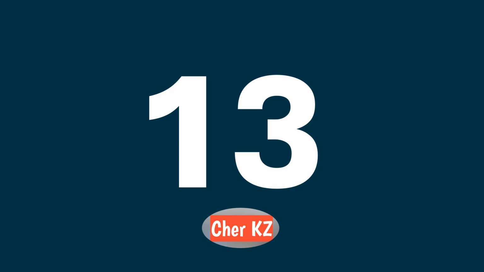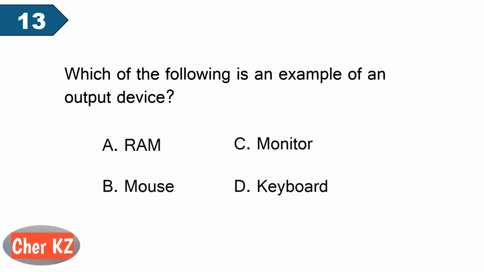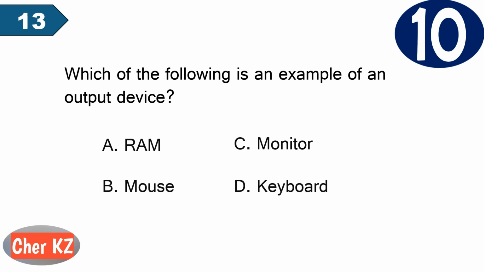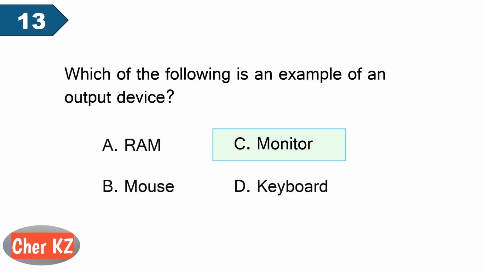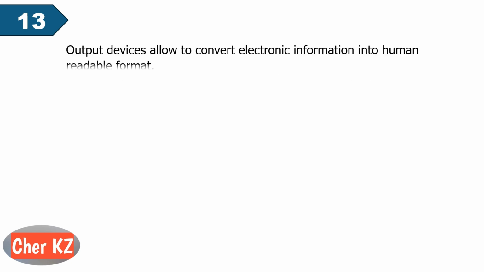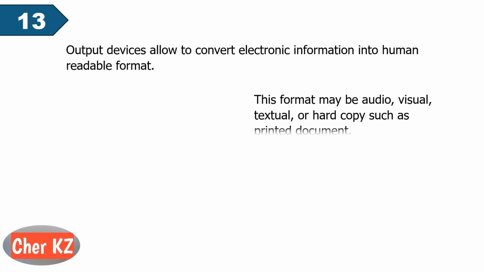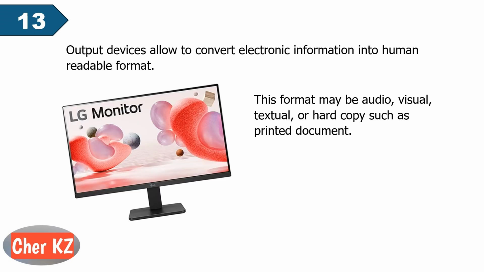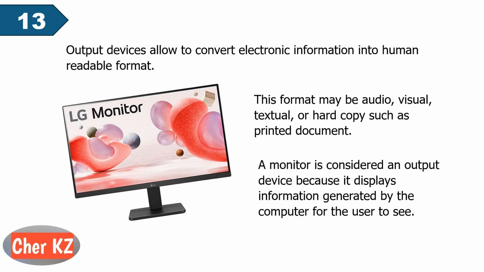Question number 13. Which of the following is an example of an output device? The correct answer is letter C, monitor. Output devices allow us to convert electronic information into human-readable format. This format may be audio, visual, textual, or hard copy such as printed document. A monitor is considered an output device because it displays information generated by the computer for the user to see.